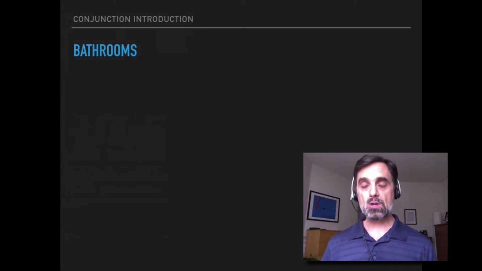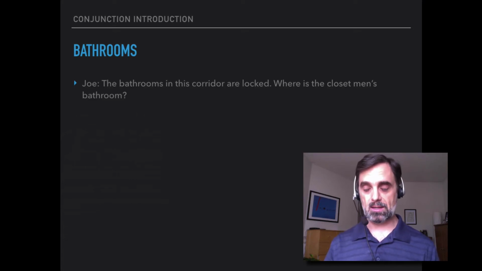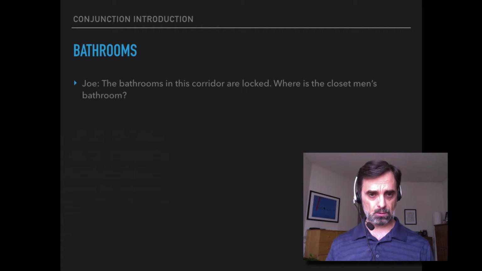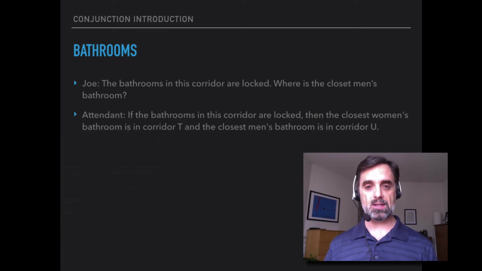So Joe shows up at the airport, and he walks up to the attendant at the desk, and he asks her, "The bathrooms in this corridor are locked. Where's the closest men's bathroom?" And the attendant says, "Well, if the bathrooms in this corridor are locked, then the closest women's bathroom is in corridor T, and the closest men's bathroom is in corridor U."